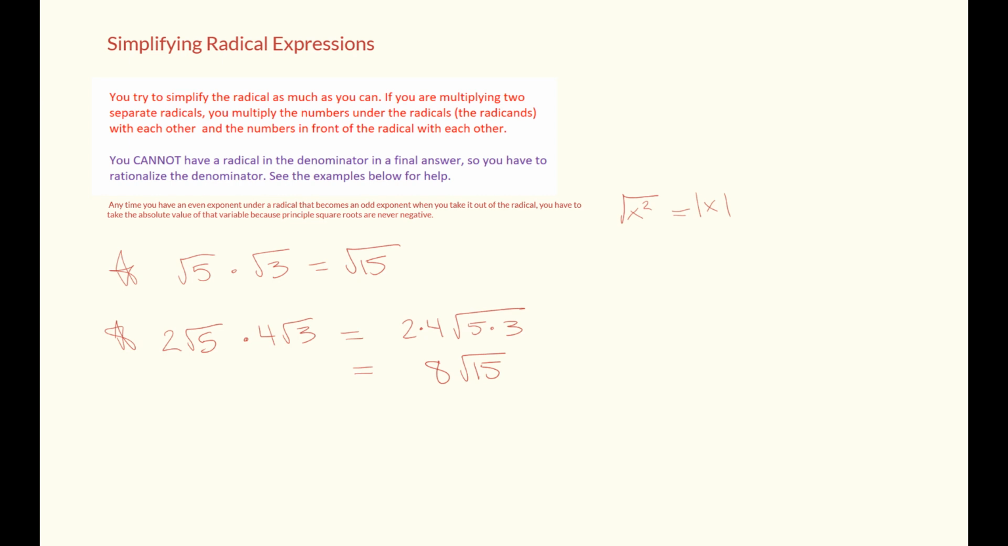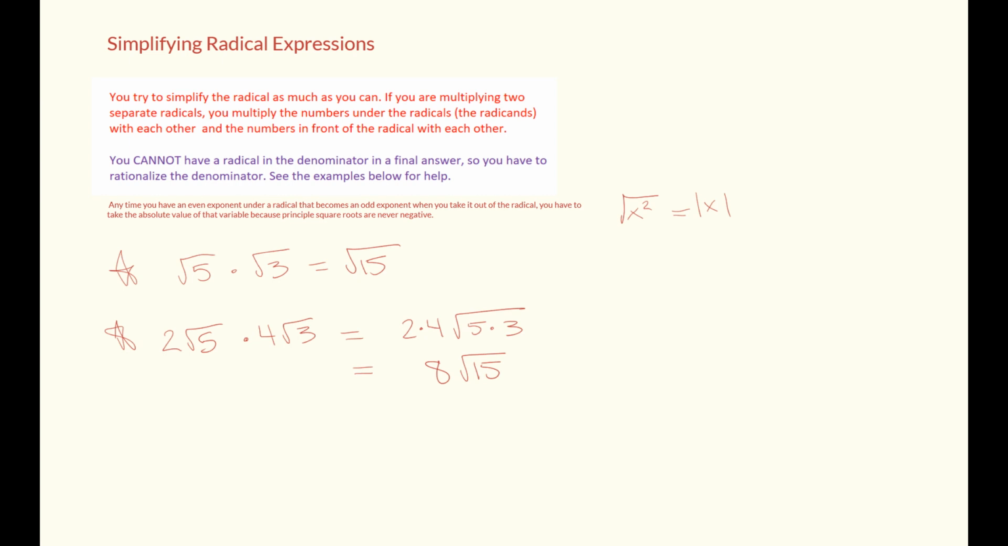If you're multiplying two separate radicals, you multiply the number under the radical, or the radicand, that's what the number is called, with each other, and then the numbers in front of the radical with each other. You cannot have a radical in the denominator in a final answer, so you have to rationalize the denominators. We'll see the examples that I show you for help.